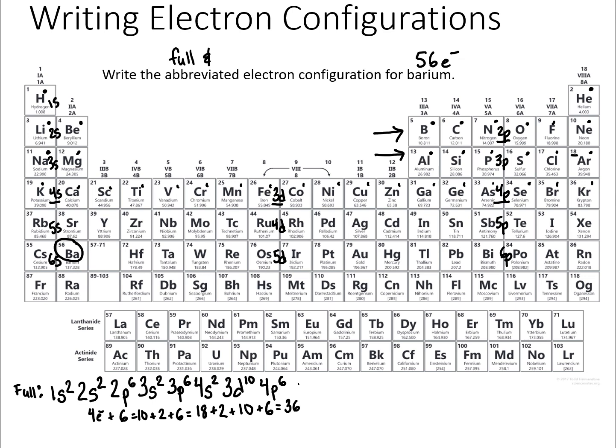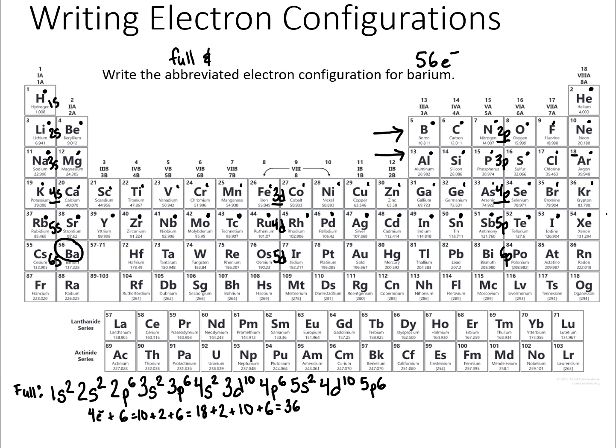Now we're on N equals 5. We fill the 5s with 2, the 4d with 10, and then the 5p with 6. There's the 5s. That's the 4d. And that's the 5p. That would give us xenon. Almost there.